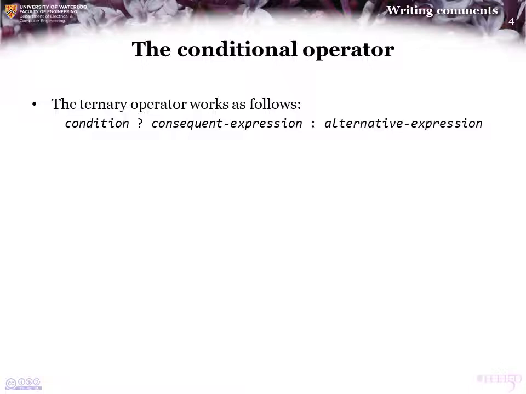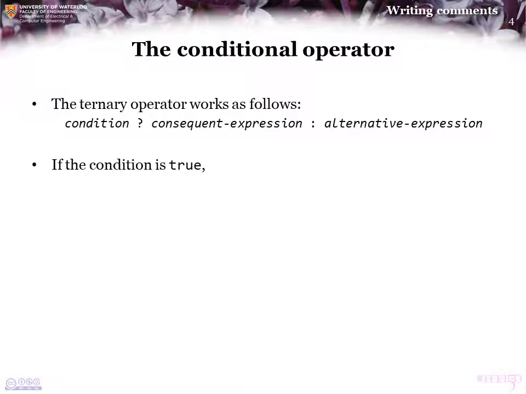So the format of the ternary operator is as follows. We have a condition. Just like a conditional statement has a condition, we can place a condition in the first operand. The first and second operands are separated by a question mark, and the second operand is a consequent expression. It can be any appropriate expression that you're looking for. The consequent expression is then followed by a colon, which is followed by the alternative expression.